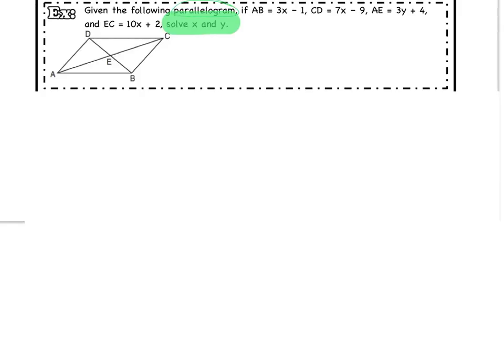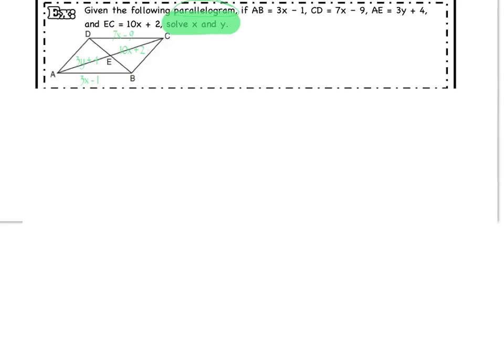And then what information is given? So let's go ahead and write in what I know. So I know that AB is 3x minus 1. I also know that CD is 7x minus 9. All right, and AE is 3y plus 4. And EC is 10x plus 2. All right, so what am I given in this drawing? Well, I'm given something with diagonals and then also something with sides, opposite sides specifically.